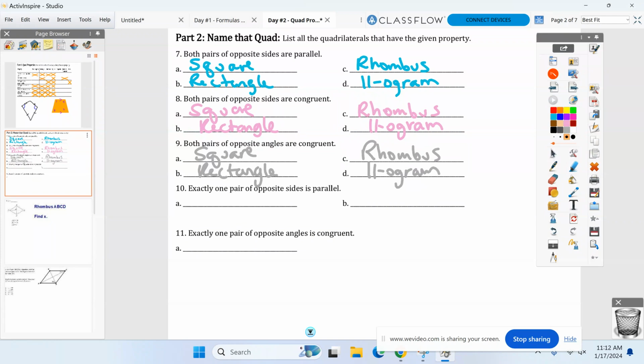Exactly one pair of opposite sides is parallel. Not both, exactly one. Zeev, trapezoid. I got another blank up here, though. If trapezoid is the answer, the isosceles trapezoid will be as well. Good work. And finally, exactly one pair of opposite angles is congruent.